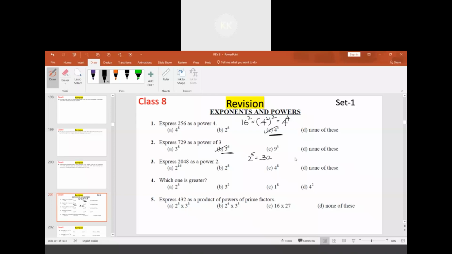If I multiply 32 times 32, we get 1024, which is nothing but 2 to the power 10. If you multiply one more 2, we get 2 to the power of 11, which is 2048. So the answer is none of these, because 2 to the power of 11 will be 2048. You have to remember this. This is one of the important ones. 1024 is 2 to the power of 10.